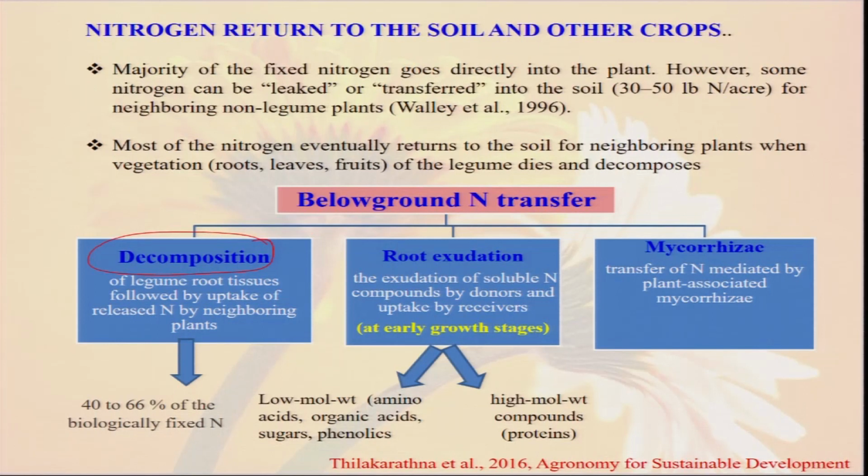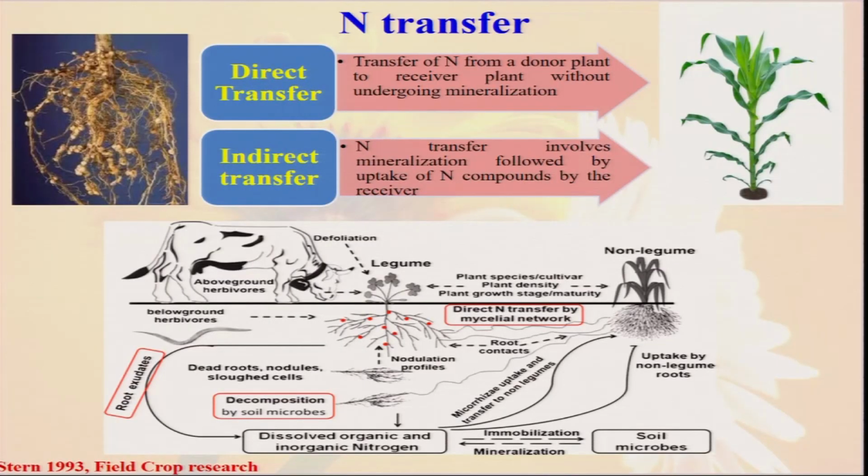Whenever the legume root tissue is decomposed, that is 40 to 66% of the biological nitrogen fixation. Second, all these types of legumes also secrete root exudates, some types of chemicals, which are very low molecular weight amino acids and organic acids. Also, some mycorrhizae are available. These are different types of microorganisms associated with the plant, and they help in the transfer of this nitrogen from the initial vicinity of the root fixation to some associated crops. So this is the transfer.